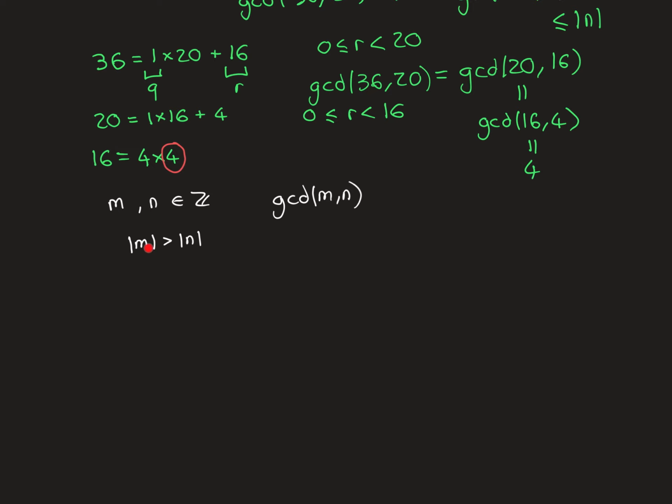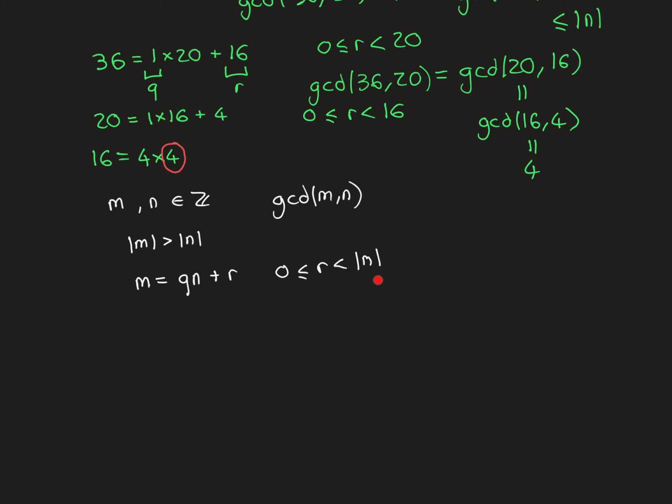So we'll say m is the one that's bigger in modulus. Now, of course, m could still be a negative number, n could still be a negative number, but we're saying that modulus-wise, m is bigger than n. Then what we want to do is write m as some quotient times n plus r, where that remainder is going to be non-negative and less than the modulus of n in size.